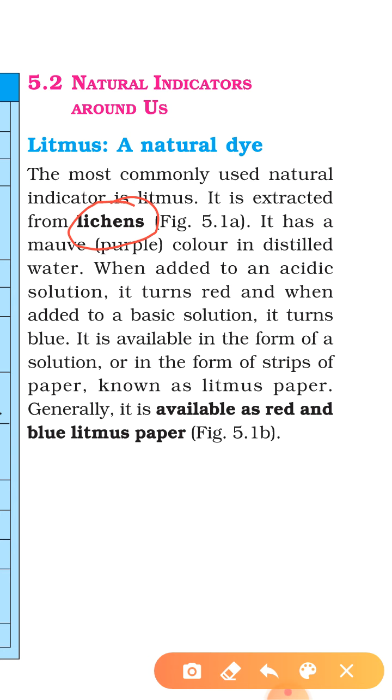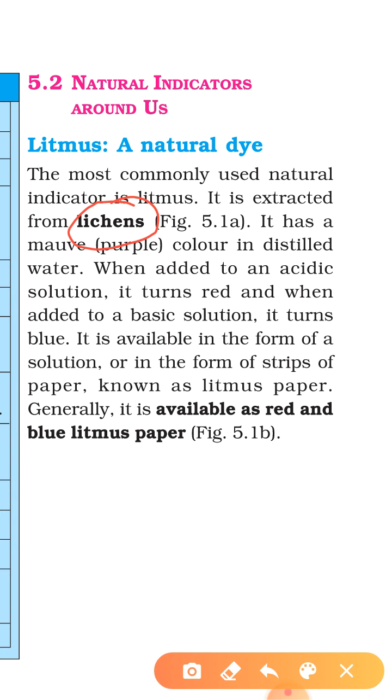It has a mauve or purple color in distilled water. When added to an acidic solution, it turns red, and when added to a basic solution, it turns blue. It is available in the form of a solution or in the form of strips of paper, known as litmus paper. Generally, it is available as red and blue litmus paper. It is extracted from the plant lichen, found in the form of a solution, and we can make the paper also. When we make strips of blue and red litmus paper, this is known as litmus paper. And when we add the extracted color into water, this solution is known as litmus solution.